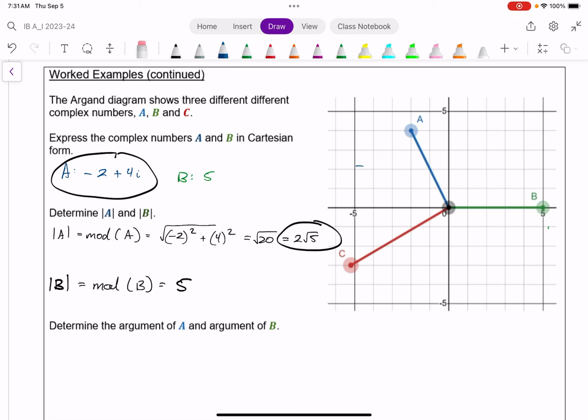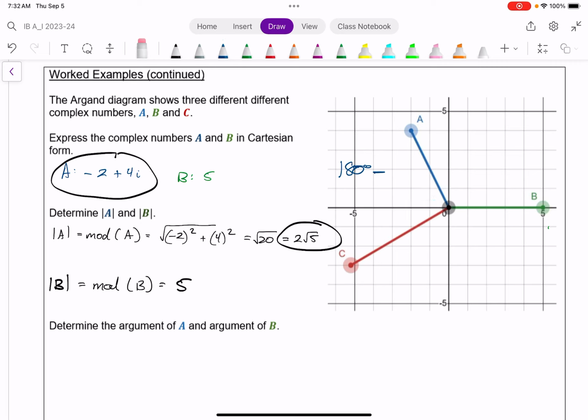The argument is a measure of the rotation, measure of the angle in standard position from here to here, if we're looking at complex number A. And so to find that measurement there, I can just find the measurement from here to here, which is 180 degrees. We can think in radians as well, but I'll stick with degrees for the most part right now. Take away whatever that angle is there. And that angle there, I can figure out using some pretty basic trigonometry.